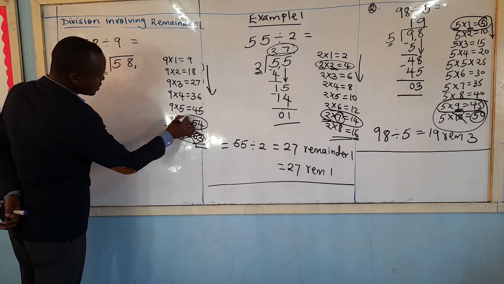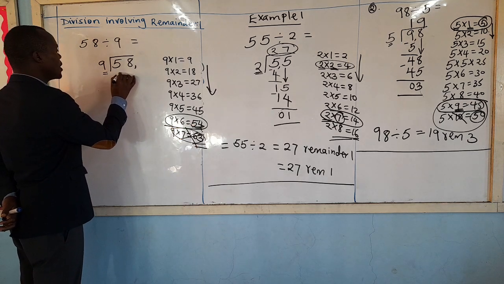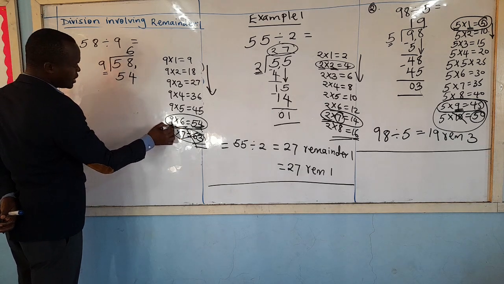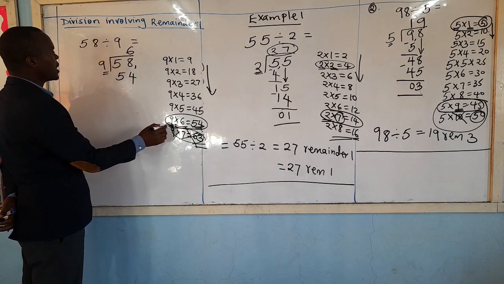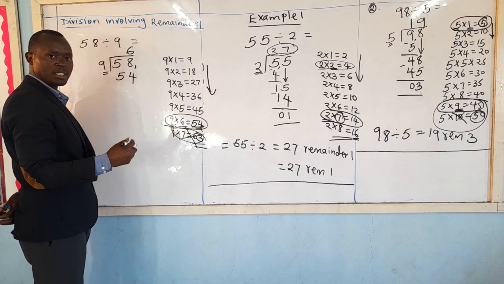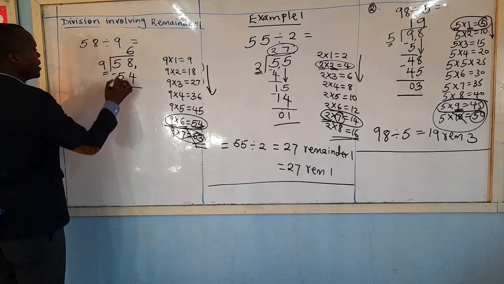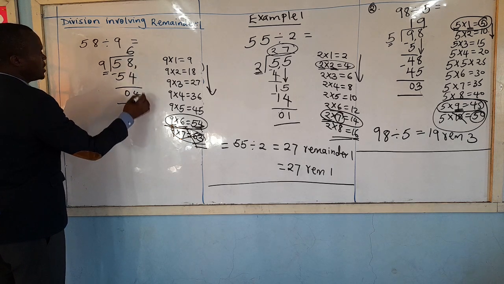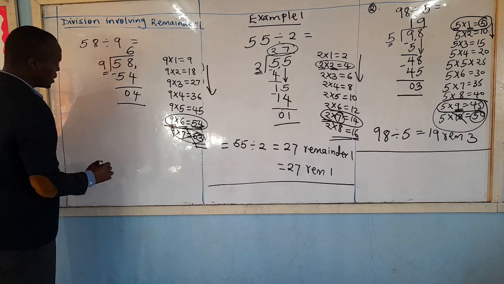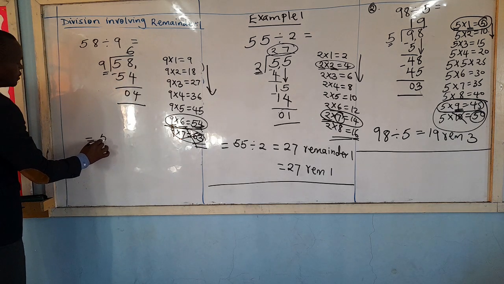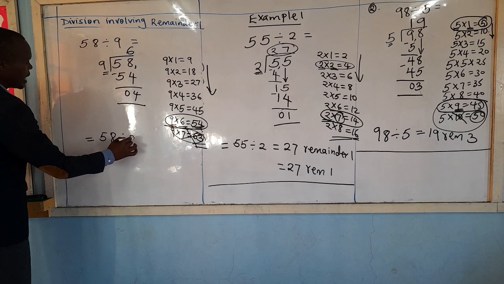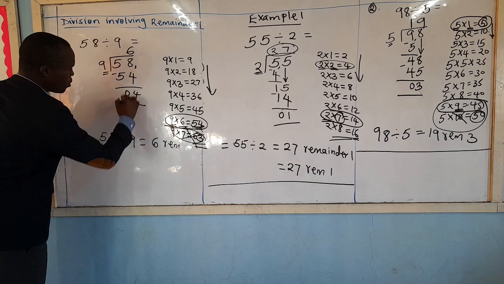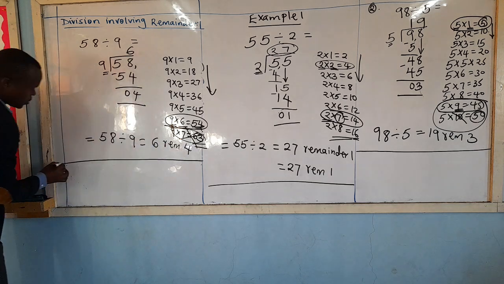We will take this 54. Down here we write 54. 6 is what we write up here. And then 9, we have it here. Remember, you write the 6 above the digit that you last considered. Then take away here. 8 take away 4 is 4. And 5 take away 5 is 0. There is no other digit for us to drop down, so we will say that 58 divided by 9 is equal to 6, remainder 4. And that one will be our answer.